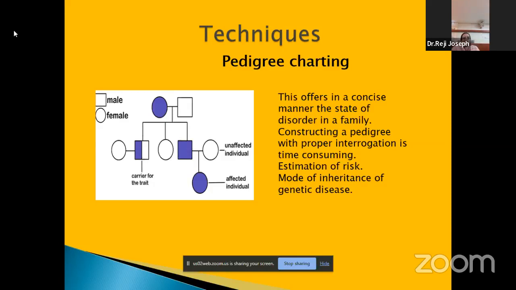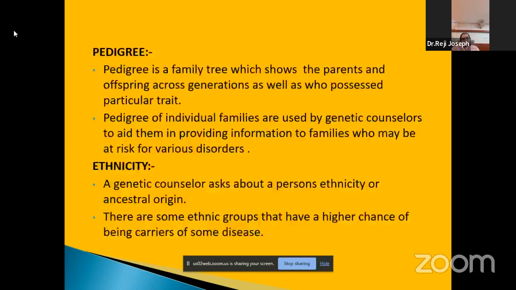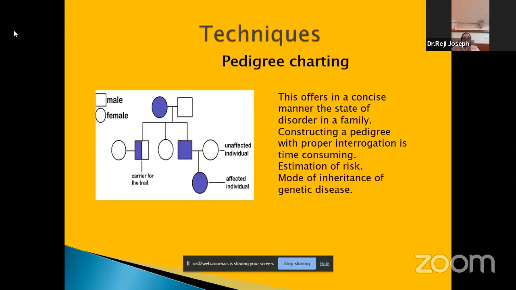So these are the patterns of inheritance. Coming to the autosomal dominant mode of inheritance, in an autosomal dominant disorder, the altered gene is a dominant one, and it is located on the non-sex chromosomes, which are the autosomes. For example, Huntington's disease is a progressive breakdown of the nerve cells in the brain.